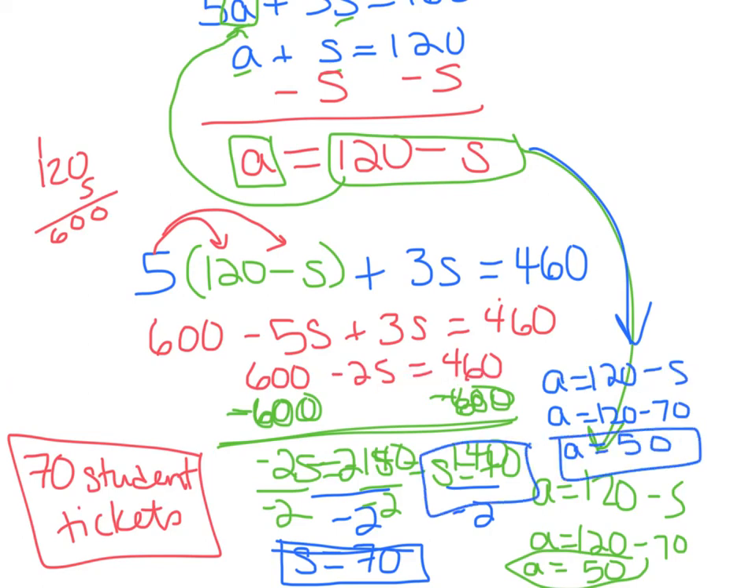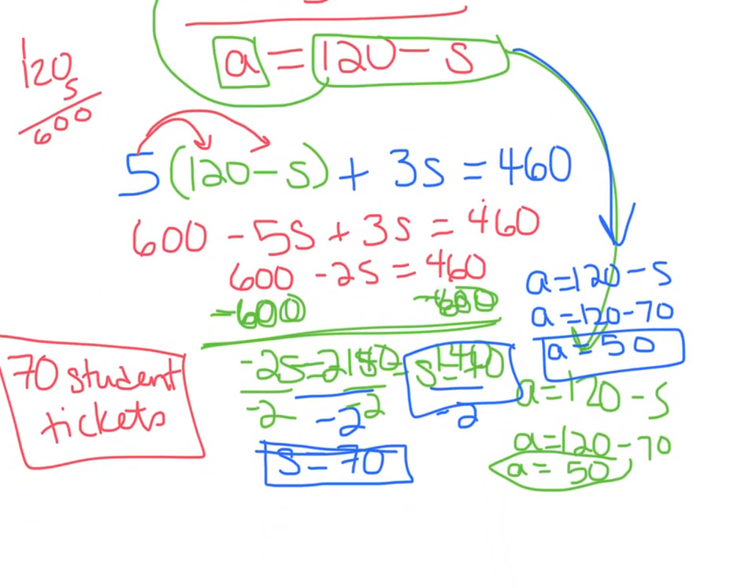I actually didn't need to do that last step because you might notice that the problem was actually only asking for student tickets. However, I want you still to do that just for practice. So your answer in the end would be 70 student tickets. Also, make sure that you give it a label in the end. You don't just put 70, you say it's 70 student tickets.